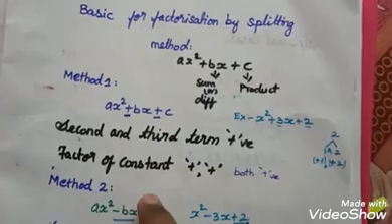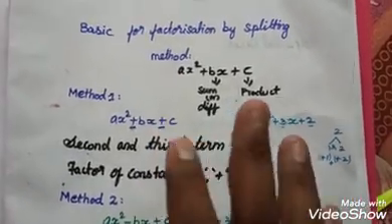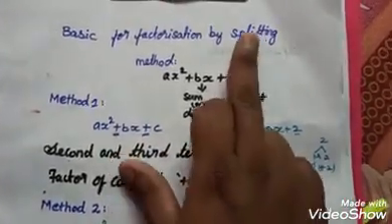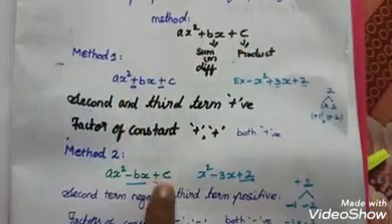Next we move on to example sums. Example number 13. So in the next class, by using these methods, we have to find out the factor by the splitting method. So in the next class, we have to see the examples using this method.